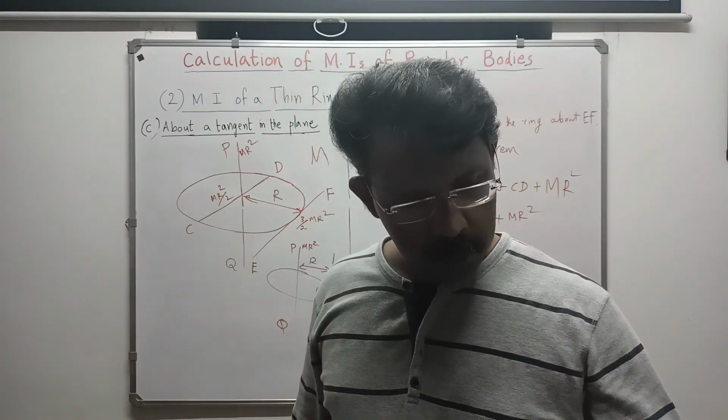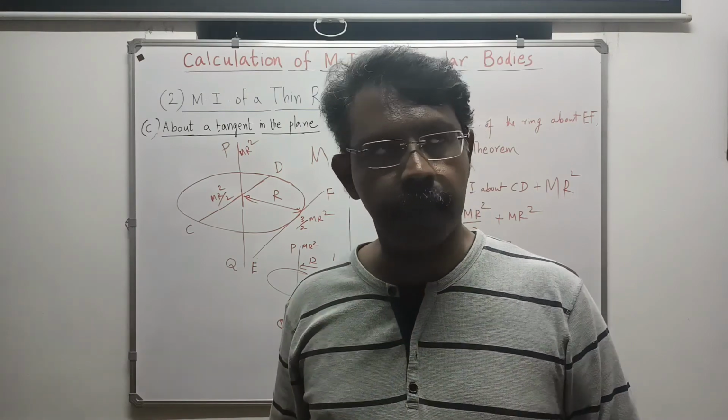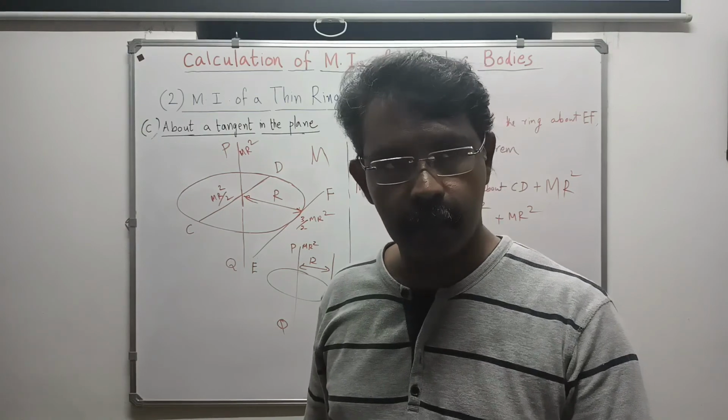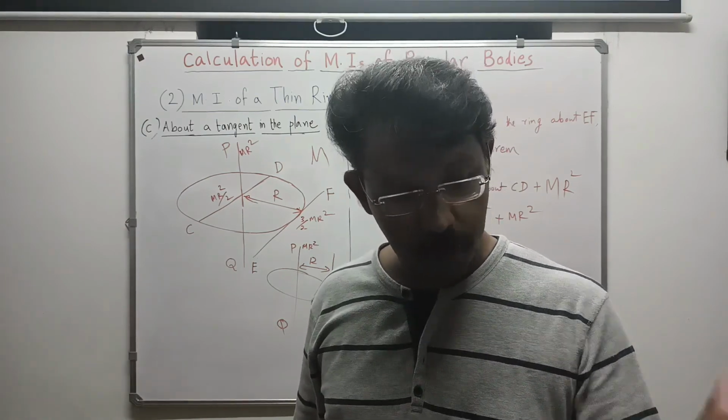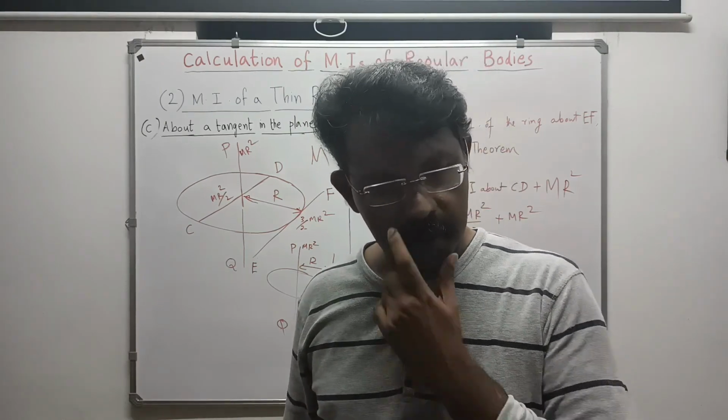So that is all for today. In the next class, we will see other bodies, like a thin circular disc, then a cylinder, a solid cylinder, a hollow cylinder, like that. Then at last we have a sphere.